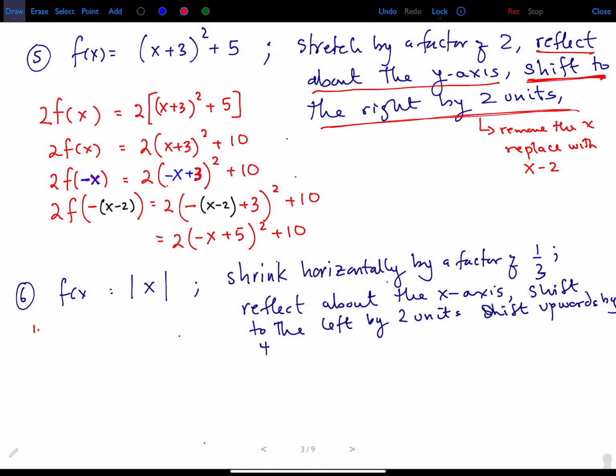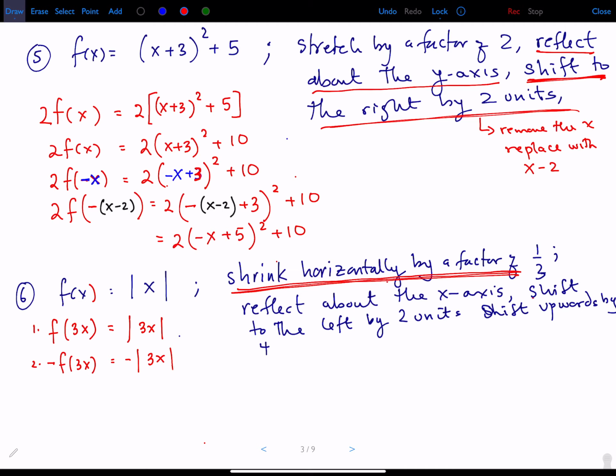So step 1, I need to shrink horizontally. So shrinking horizontally, remember that it's counterintuitive. So when it says that you have 1/3 inside f, you really mean 3x. And so I'm going to have absolute value of 3x. And then step 2 says reflect about the x-axis. That means I have a negative f of 3x. And that's the negative of absolute value 3x.